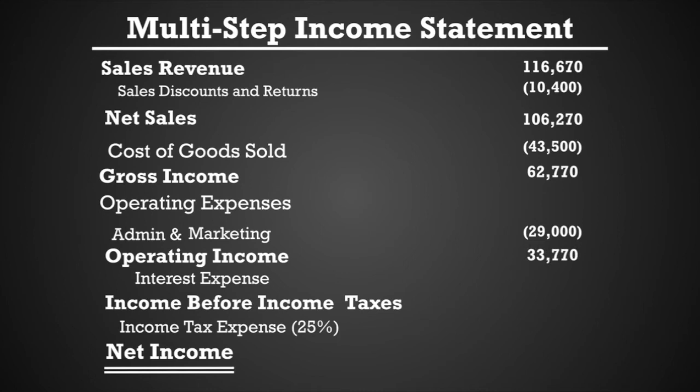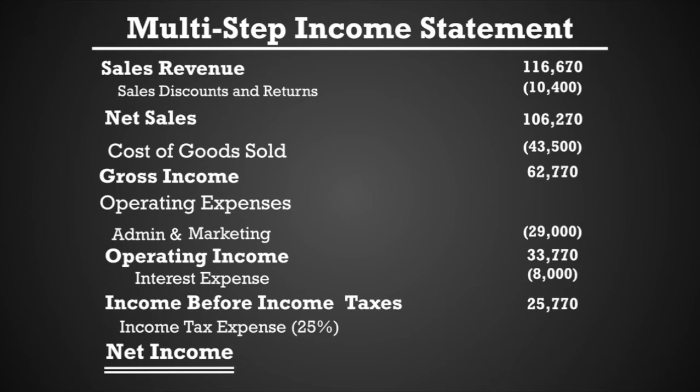Before, I showed you the trend. It's the sales minus expenses equals income, minus more expenses equals income. So you see the trend. Take out our admin and marketing to get $33,770. Then we deduct interest expense of $8,000 to get to our income before income taxes of $25,770.